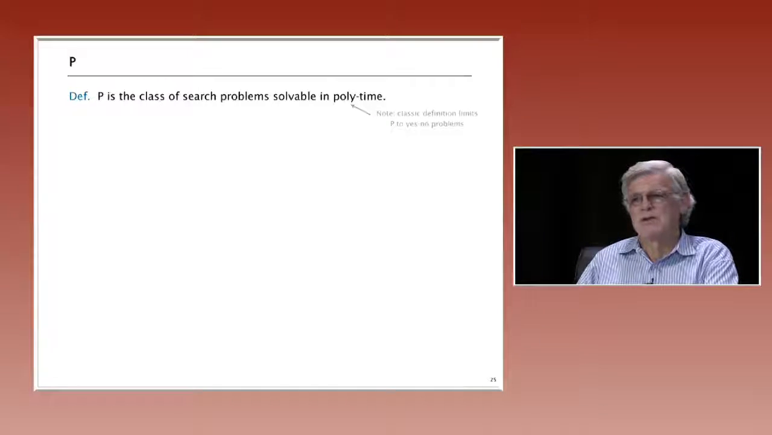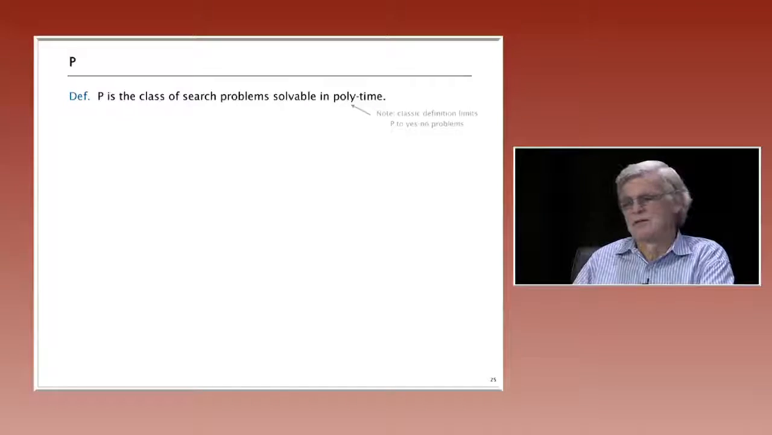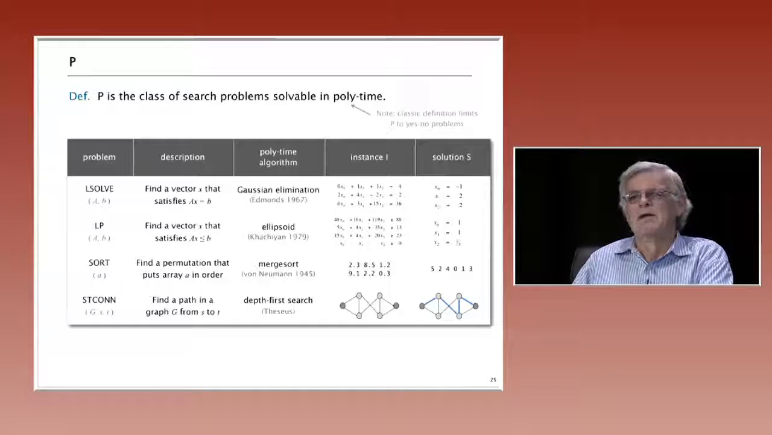Now, by contrast, there's another class, P, where we add a restriction, and that's the class of search problems that we know how to solve in polynomial time. Generally we prove that a problem's in P by demonstrating an algorithm that is guaranteed to run in polynomial time for any instance of that problem. And again, the classic definition is about yes-no problems. So here's a bunch of problems that are in P.